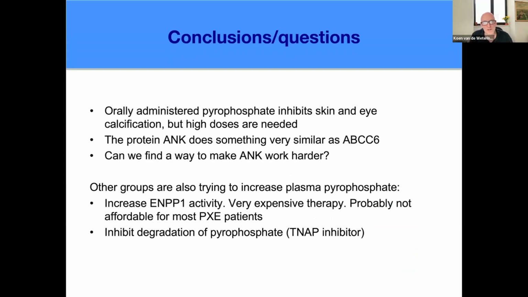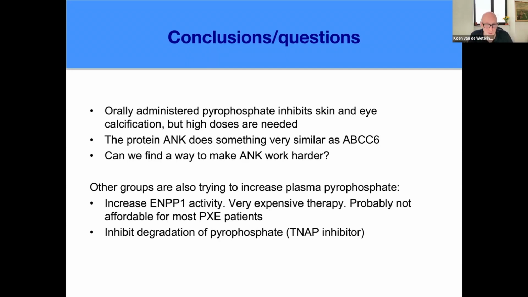Once more, what did I try to tell you today? Orally administered pyrophosphate inhibits skin and eye calcification, but extremely high doses are needed. And these doses are not realistic for human use. The protein ENK does something very similar to ABCC6. So we are now looking into ways to get ENK to work harder, to pump out more ATP, because that might also help PXEers.